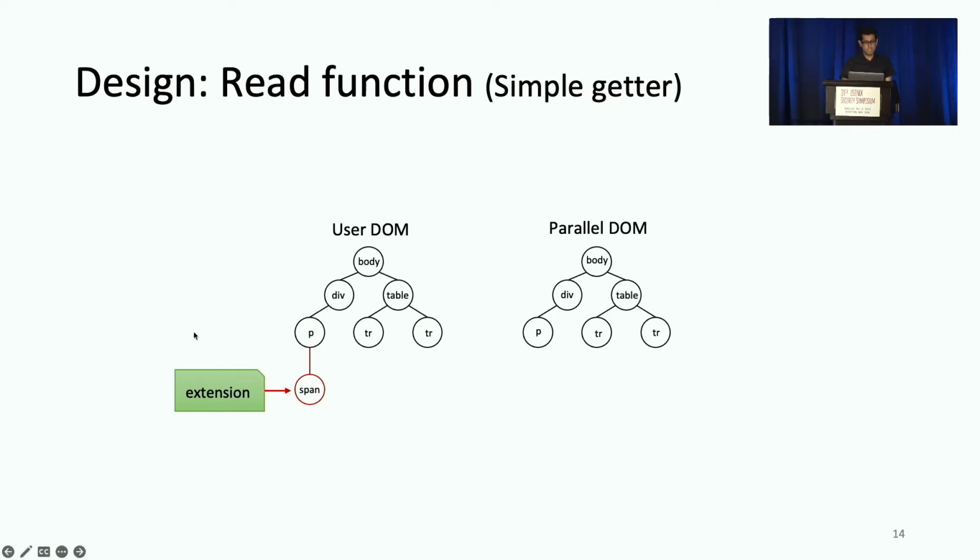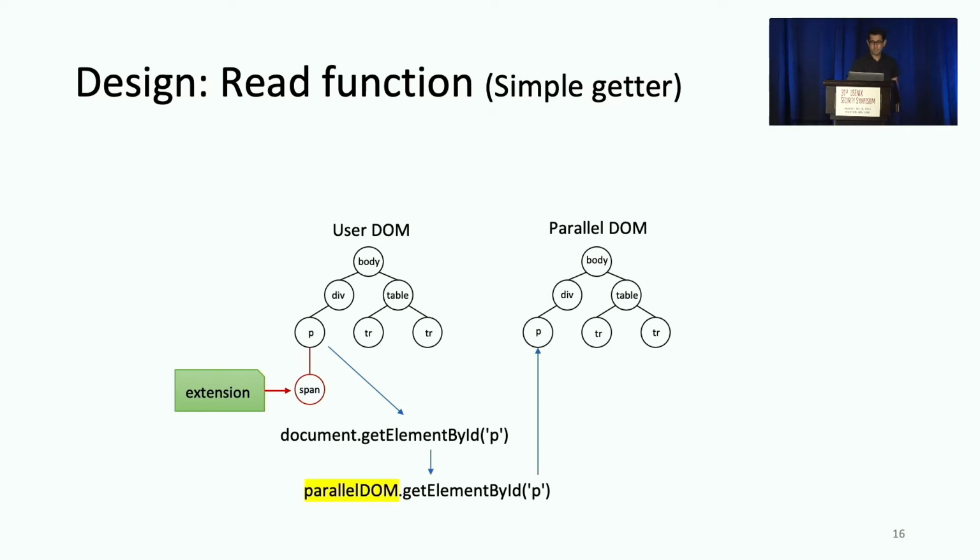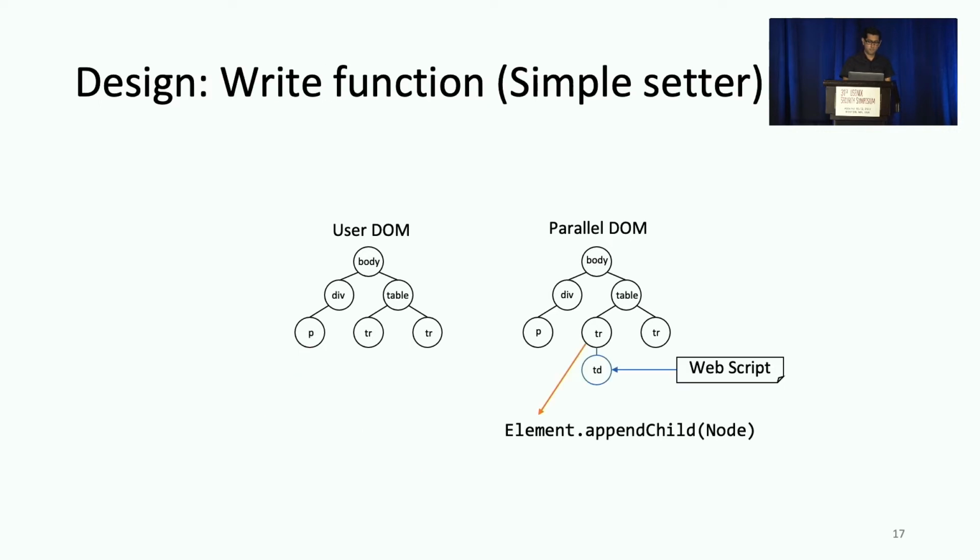Let's see a scenario where there is an extension which makes a modification to the DOM. If the website can call a function that can get access to this element, the website can observe the extension fingerprint. So we want to run that function on the parallel DOM. So what we do is overriding this function, and we change the receiver of that function. So it will be executed on the parallel DOM, and it can hide the fingerprint of this extension.